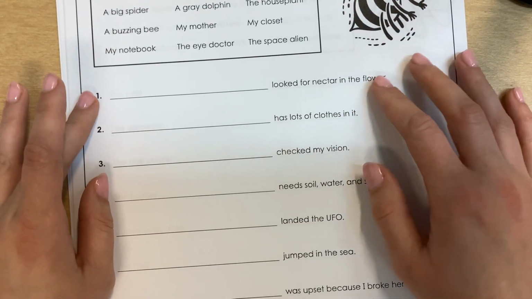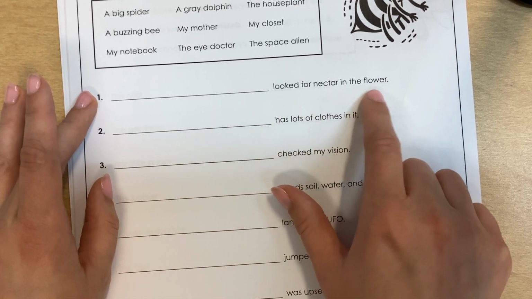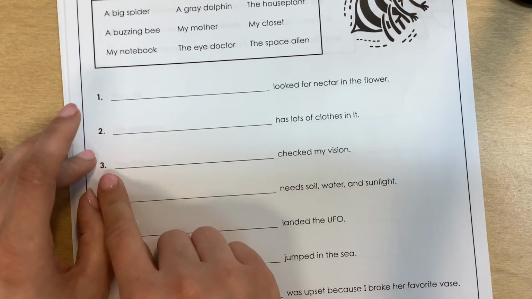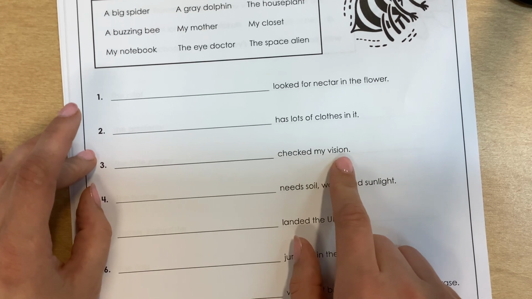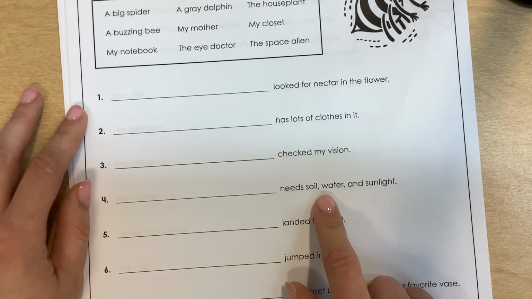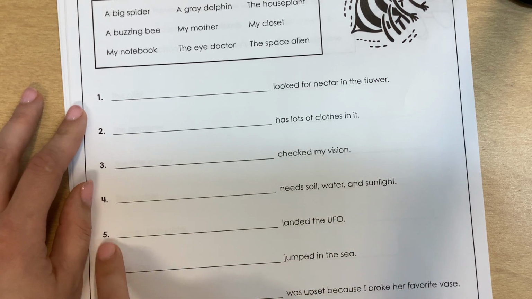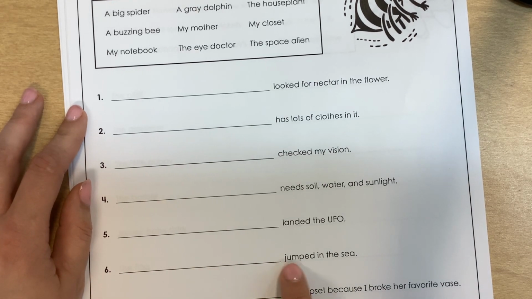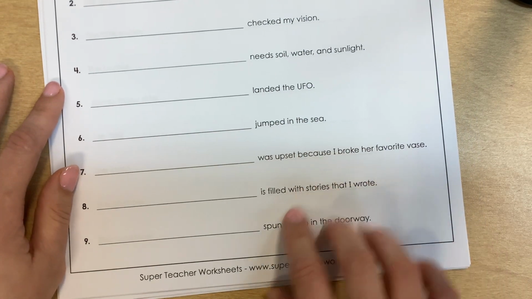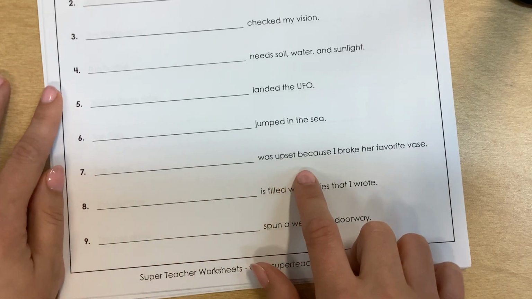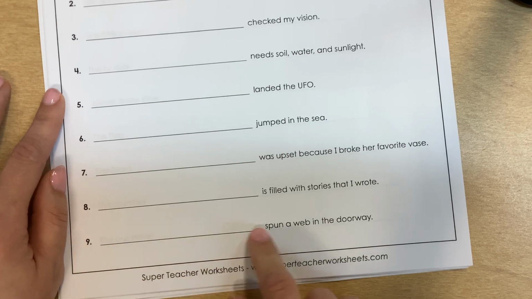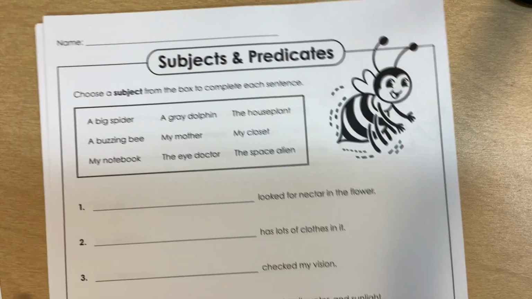So number 1 is blank looked for nectar in the flower. 2, blank has lots of clothes in it. 3, blank checked my vision. 4, blank needs soil, water, and sunlight. 5, blank landed the UFO. 6, blank jumped in the sea. 7, blank was upset because I broke her favorite vase. 8, blank is filled with stories that I wrote. 9, blank spun a web in the doorway.